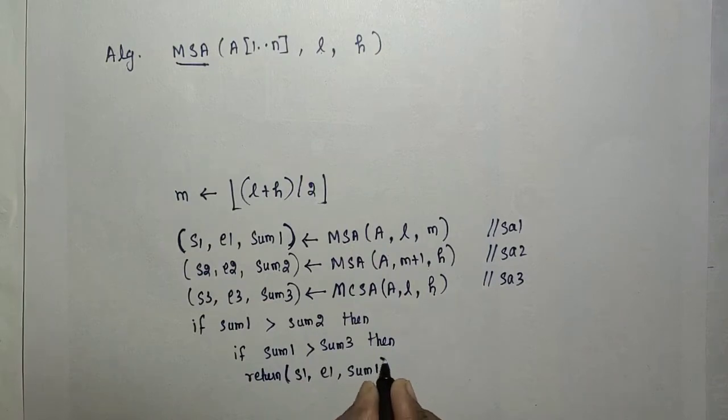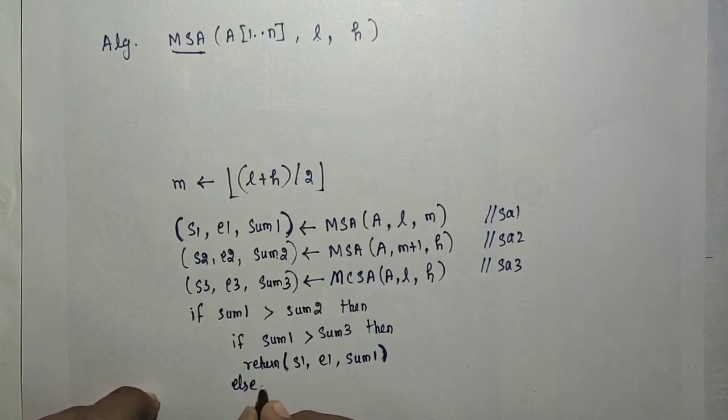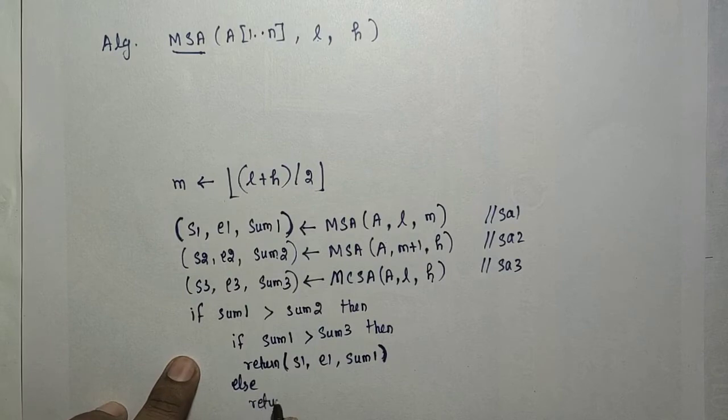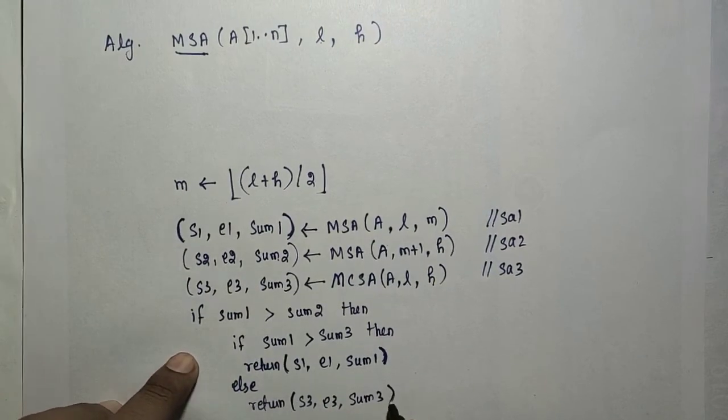This is just returning a type of what? Subarray. That's all. Okay, the next else. Else means what? Sum 3 is the maximum, so I need to return S3, E3, Sum 3. This subarray has to be returned from here.